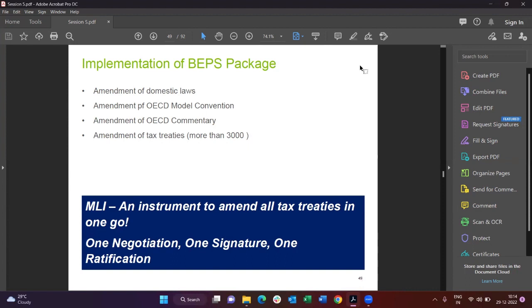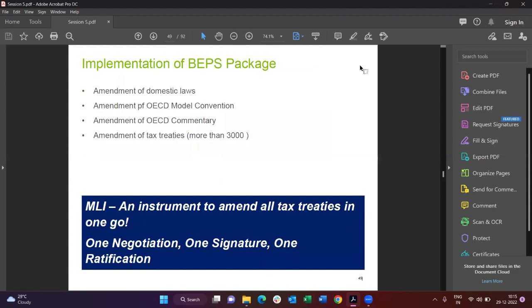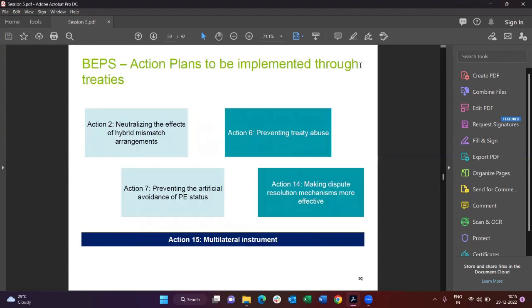So they introduced, as Action Plan 15, the MLI. MLI was an instrument to amend all the treaties in one go. The basic motto was one negotiation, one signature, one ratification. Countries need not individually modify each treaty. They can sign one treaty called MLI. The action plans are to be implemented through treaties. Through that MLI, 4 action plans are to be implemented. These action plans we have already seen before, and they need to be implemented through the multilateral instrument.